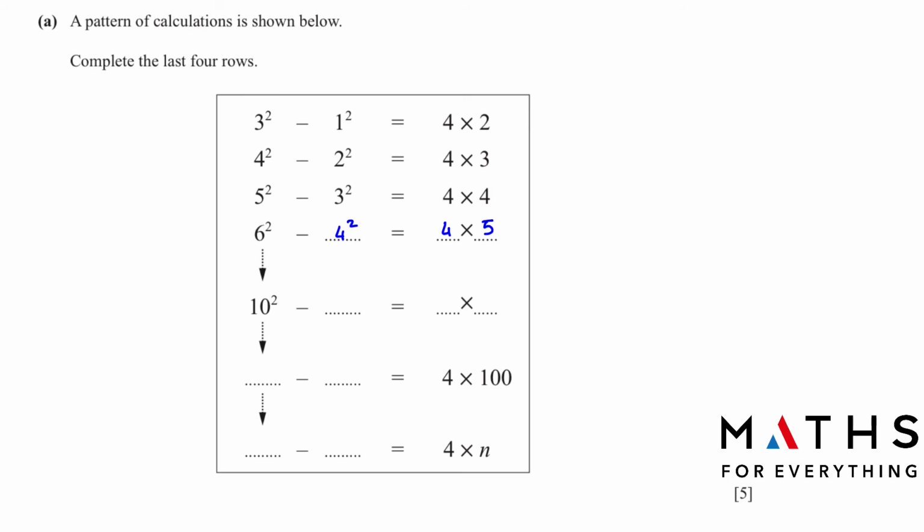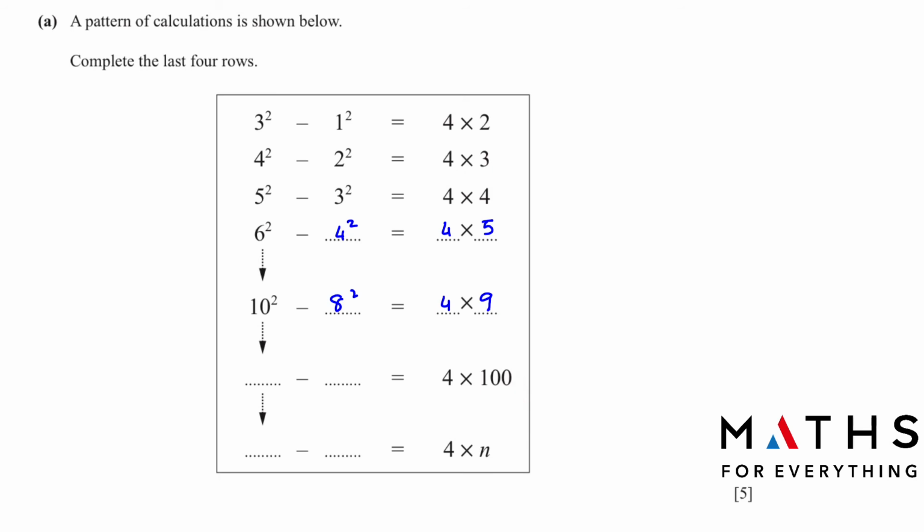Have a look at it. What do you see here? That this is 6 and this is 4. 6 minus 4 is 2. The difference between them is 2. The same way, 5 minus 3 is 2. So what will this sequence be? 10 square minus 8 square. Use your calculator and see what you get. 10 square minus 8 square is 36. 4 times what will give you 36? 4 times 9. Now the next one we have is 4 multiplied by 100.